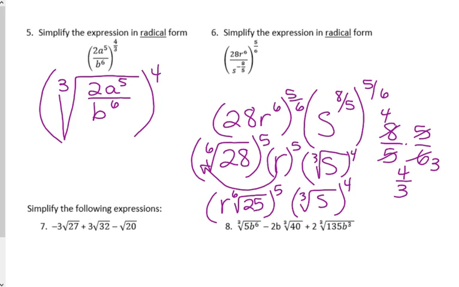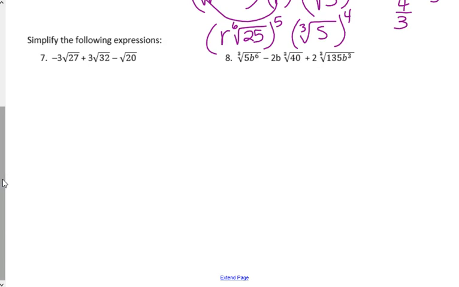Now, if we could have simplified it further, let's say we had the cube root of 8 as one of our answers, that would simplify to 2, because the cube root of 8 is 2. So we're not going to leave that as the cube root of 8. We're going to put 2. Okay, so let's go ahead and move on to number 7. We have negative 3 times the square root of 27 plus 3 times the square root of 32 minus the square root of 20. We notice none of these are like radicals, so we're going to have to simplify.